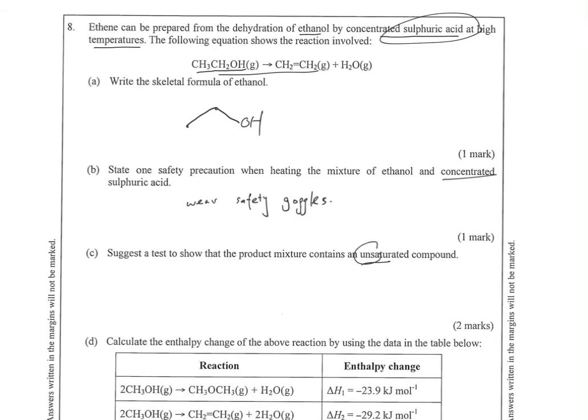Okay, one test to show the product mixture contains an unsaturated compound. Unsaturated compound means it should have a carbon-carbon double bond. So how do we test for a carbon-carbon double bond? We learned a lot in Form Four, right? We add bromine. Do you remember? We add bromine, so Br2 liquid, in brackets in organic solvent.